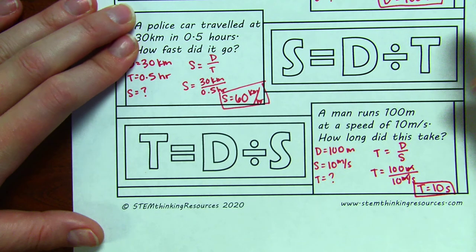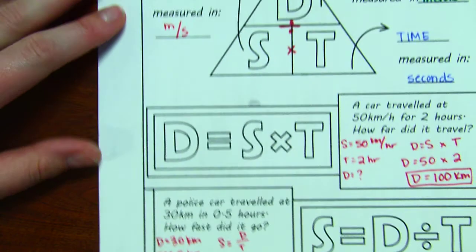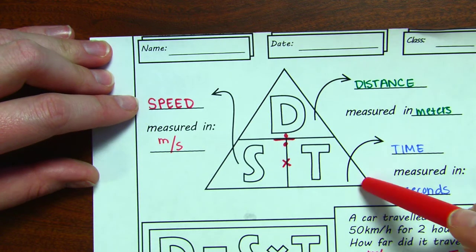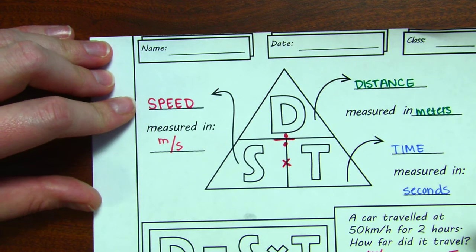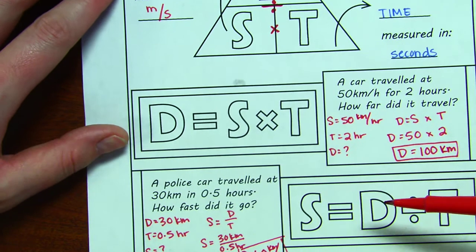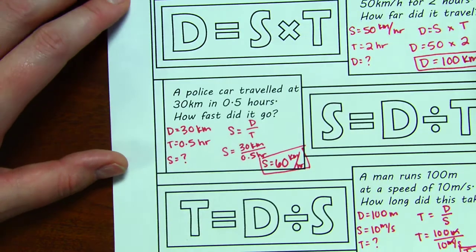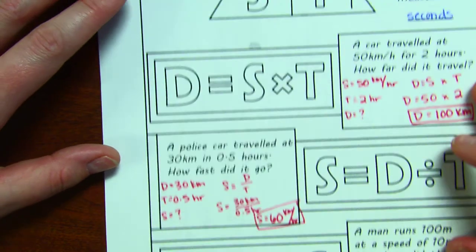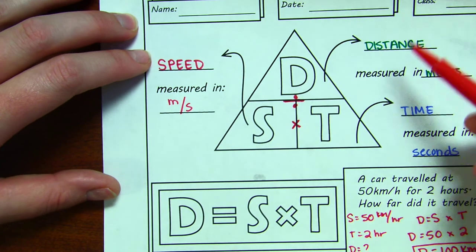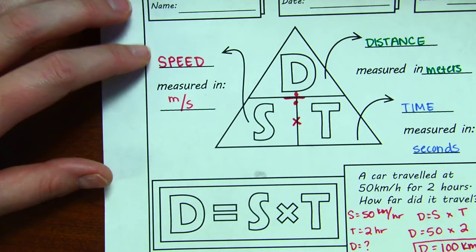Okay, pretty straightforward. Again, I can't emphasize this enough. Memorize your formula triangle. That's going to make your life so much easier instead of having to memorize three different formulas. Just memorize your triangle, and you'll be able to solve for speed, distance, and time very easily in that way.